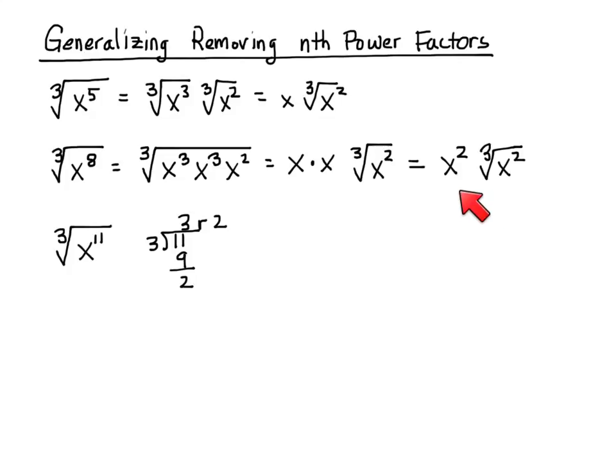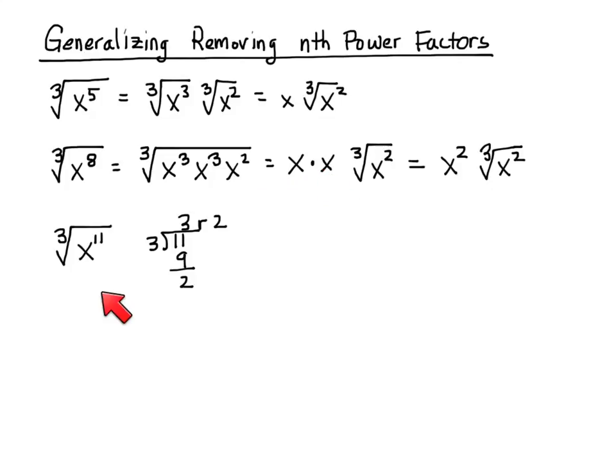We have 2 groups of 3 that came out as just plain old x's, so we have x squared because we had 2 groups of those 3, and we have 2 x's left over. So there's 2 groups of 3, and we have 2 left over. So these turn out to be x times x, which is just x squared.